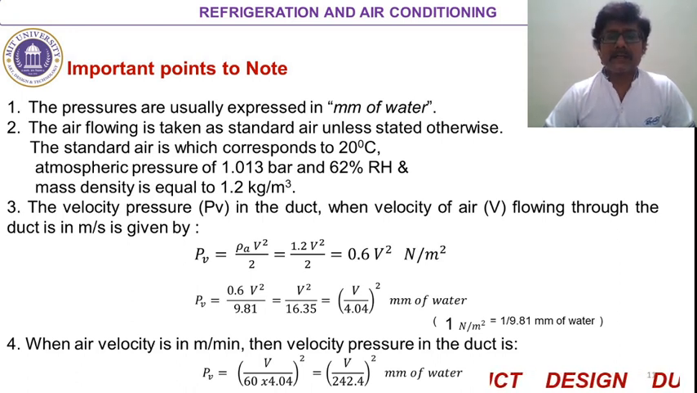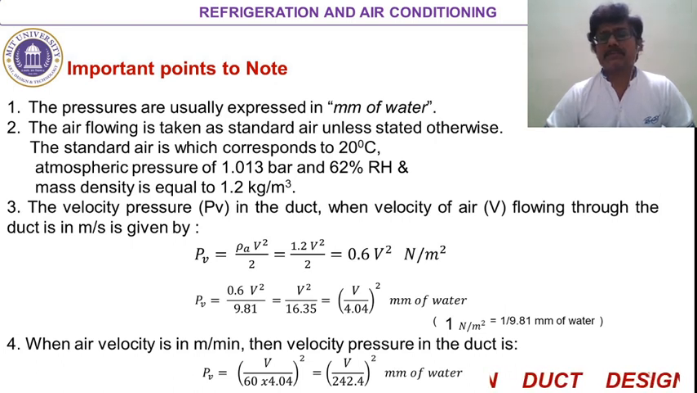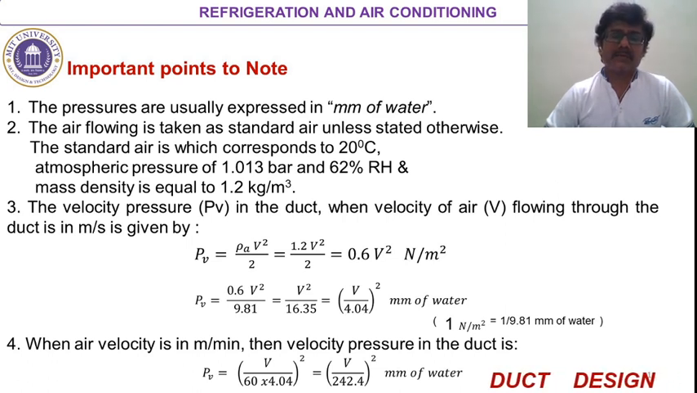What do you mean by standard air? It corresponds to a temperature of 20 degrees Celsius, a pressure of 1.013 bar, relative humidity of 62%, and a density of air equal to 1.2 kg per meter cube. You need to remember these particular numbers for which the air would be called standard air.